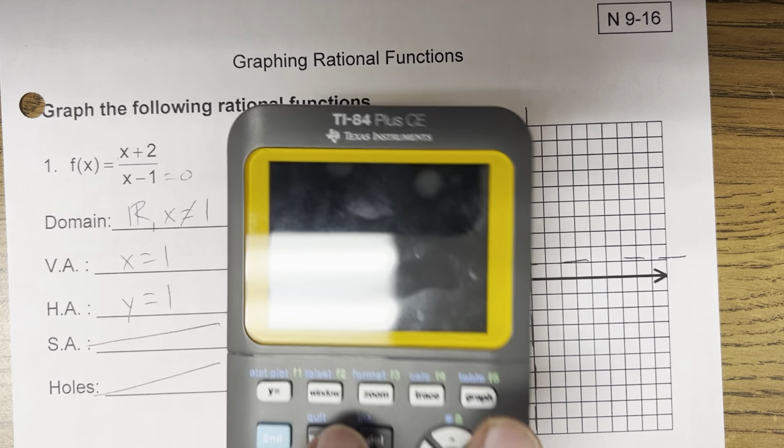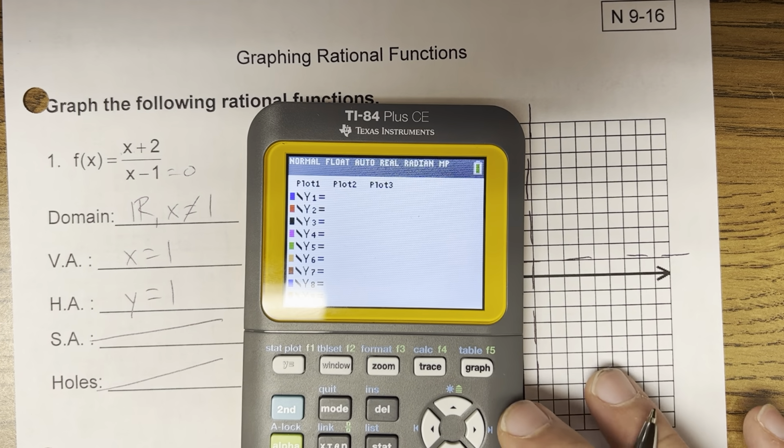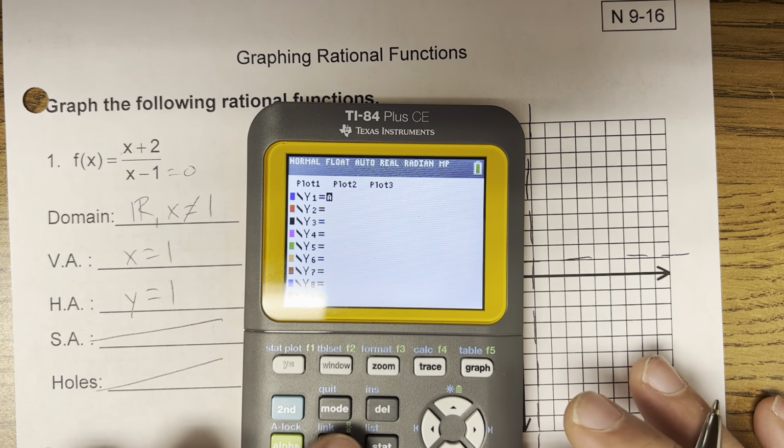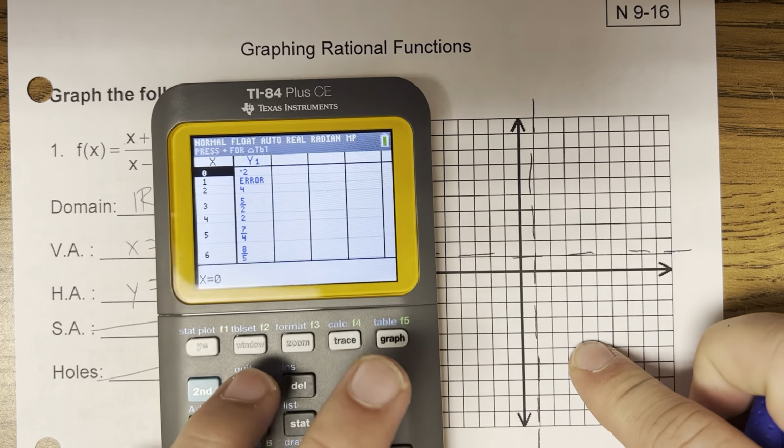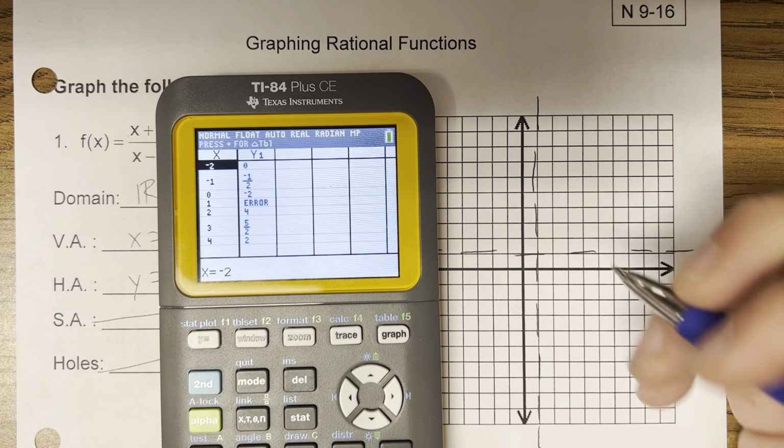And as far as graphing from here, we're going to go into the calculator. And so we'll put in x plus 2 on top, x minus 1 on bottom. And there's what the graph's going to look like. And let's just get a few points on either side. So 1's my error, so I'll get 3 points on the left and 3 points on the right.